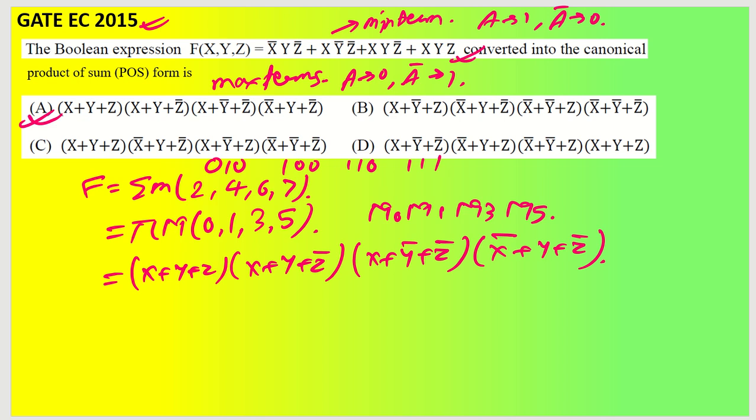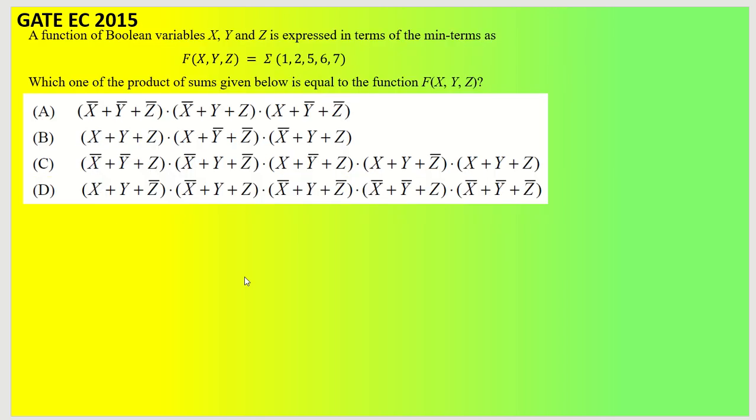Let us take another question. So the question is, given as the function of Boolean variable xyz, which is given in terms of summation of min terms, summation of 1 2 5 6 7. Our aim is to find out the product of sum for the equivalent function xyz, right?